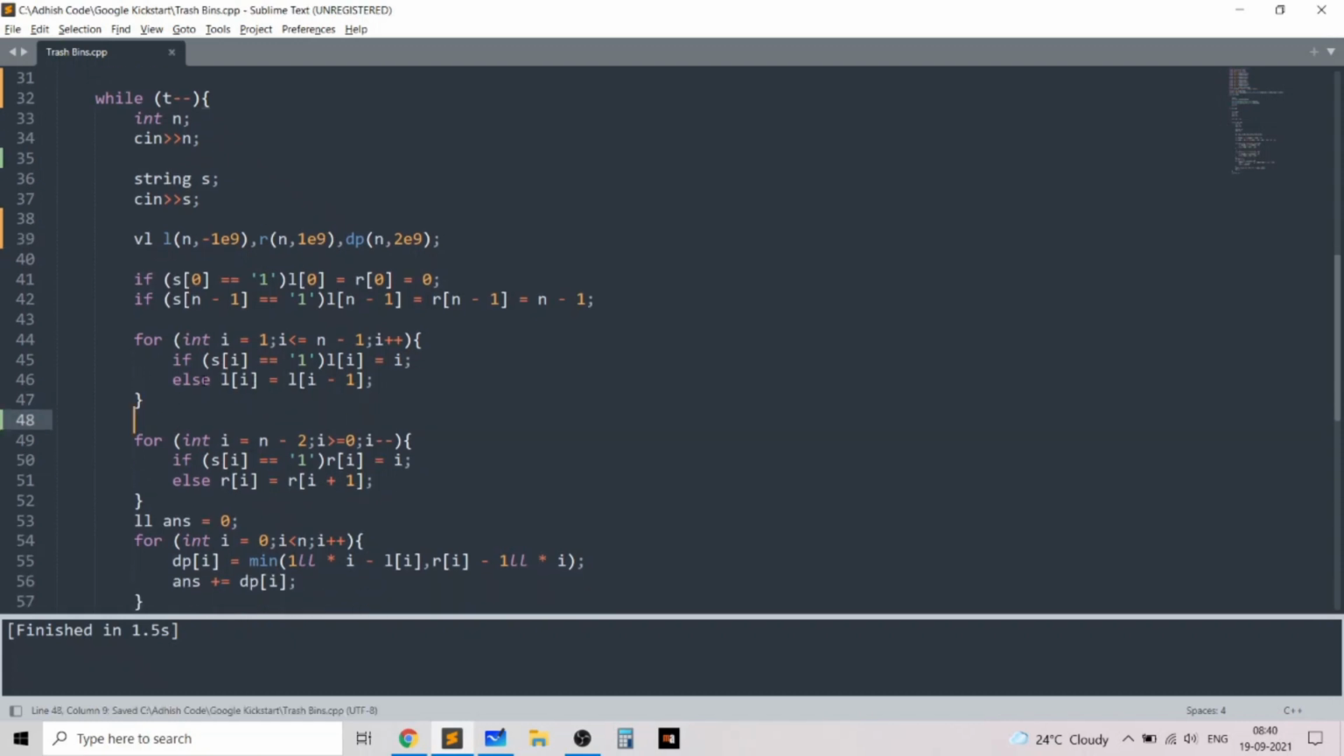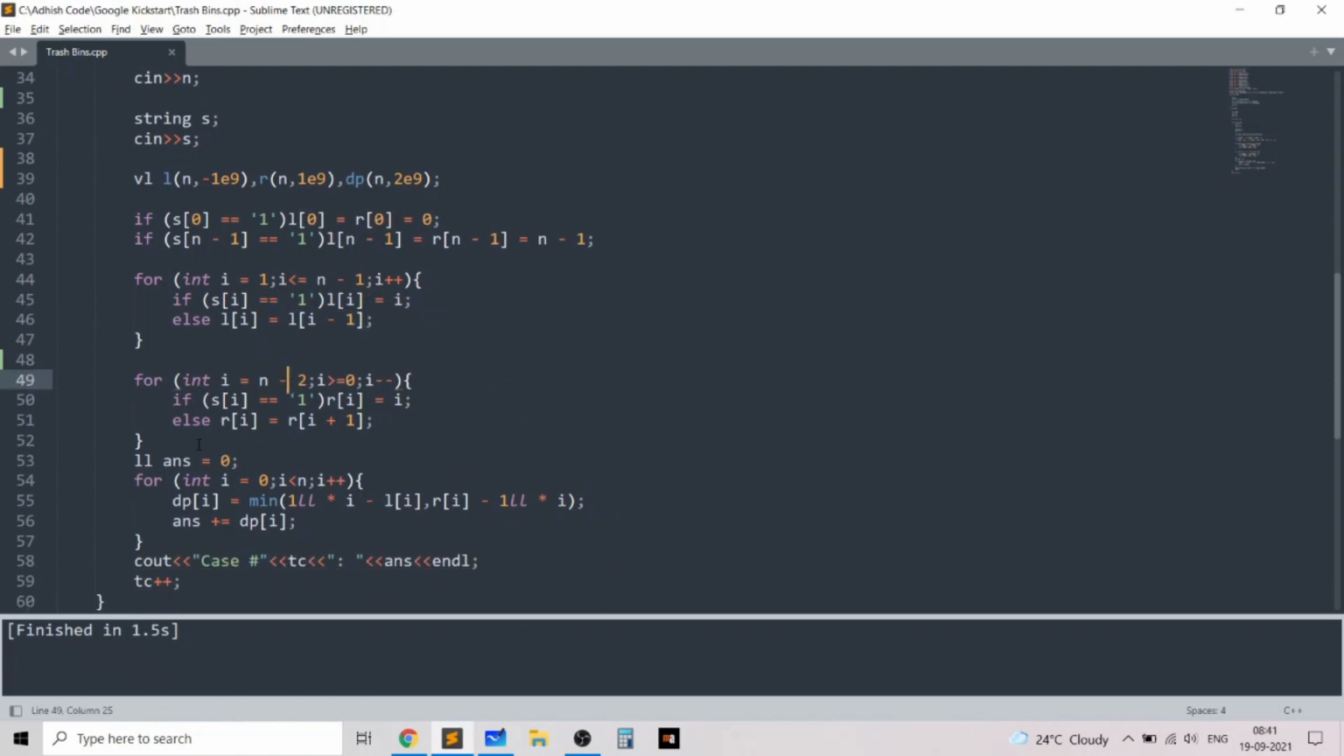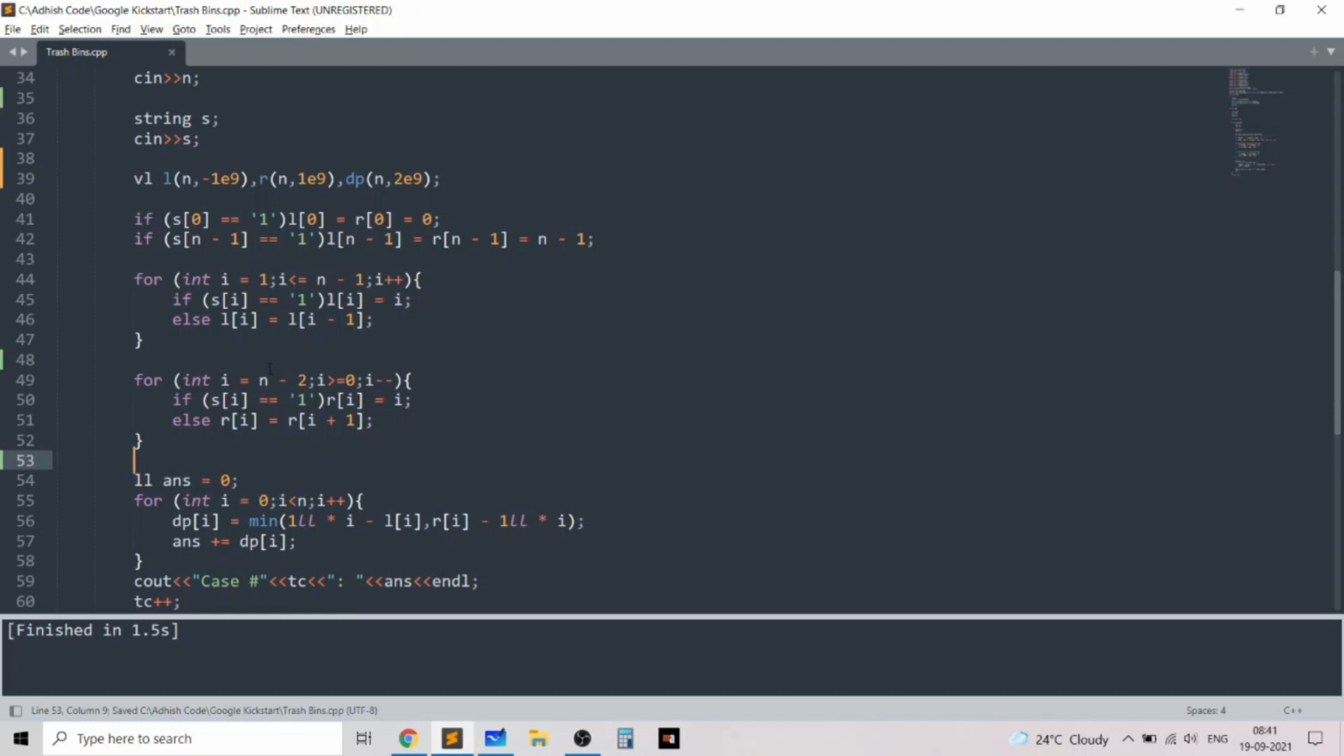So then we evaluate the recurrence. If s of I is 1, L of I is I, otherwise L of I is L of I minus 1. Then similarly, we update the value of R of I by going for all I from n minus 2 to 0. If there's a trash bin on the ith house, we set R of I to be I, otherwise R of I is R of I plus 1. And this goes from n minus 2 because again R of n minus 1 plus 1 is R of n, which is not defined, and that's why we go from n minus 2 up to 0.